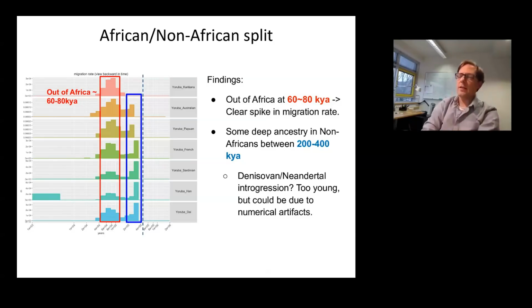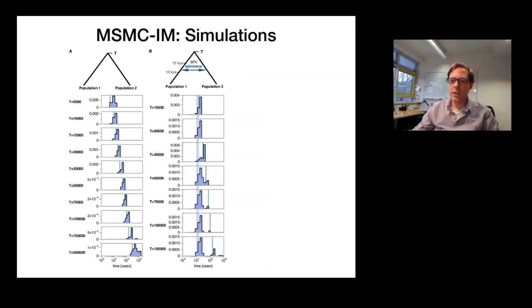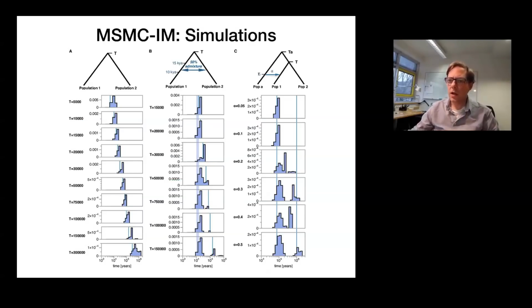Yeah, that's this thing that I meant that we saw in the simulations, that even if you simulate a Neanderthal or Denisovan integration, even if you simulate the divergence time between Neanderthals and modern humans of 600,000 years ago, you don't really see that in the profile. Here's an example in the simulations.